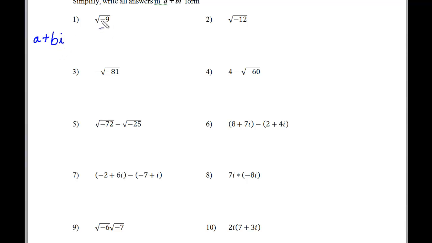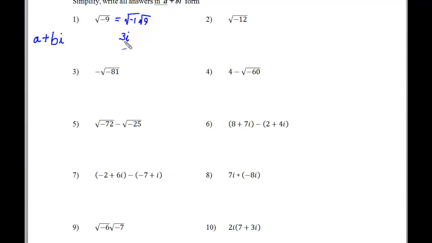So we're looking at the square root of -9, which is the same thing as the square root of -1 times the square root of 9, using my product rule from an earlier section of the book. So the square root of 9 is 3, and the square root of -1 is i. And that right there is my answer.